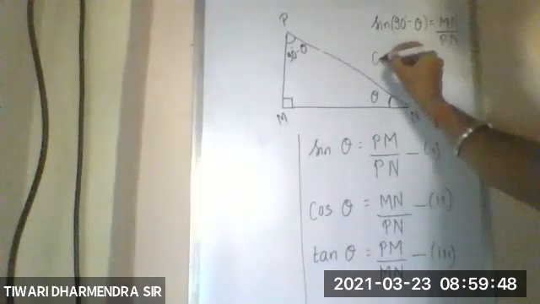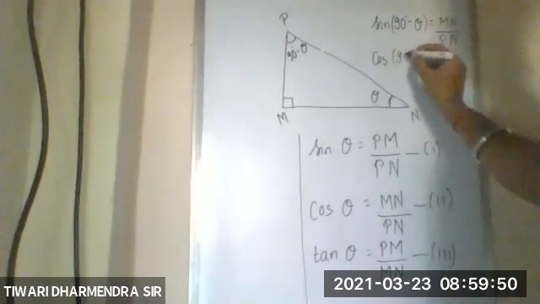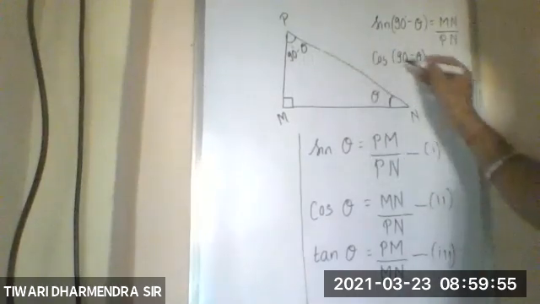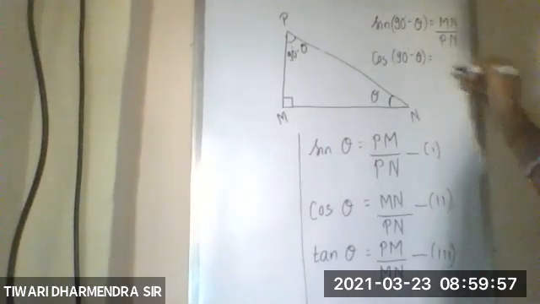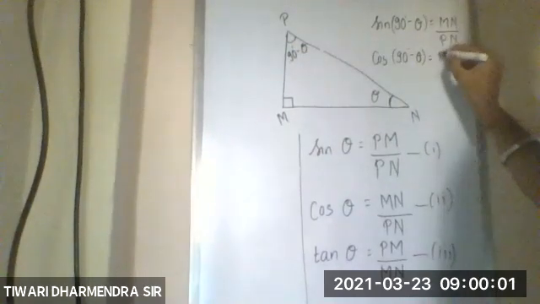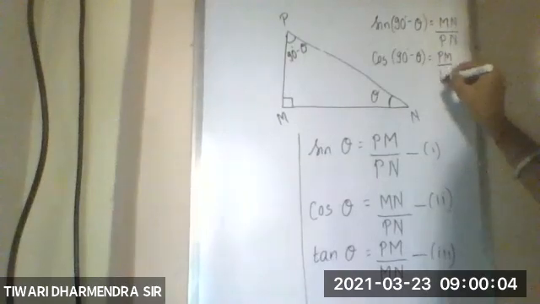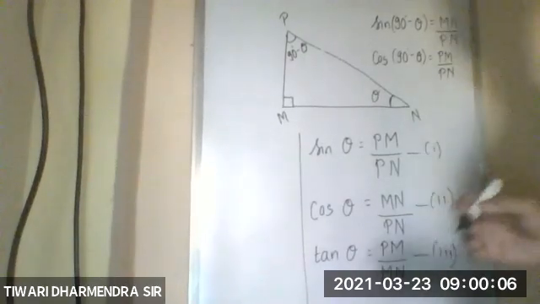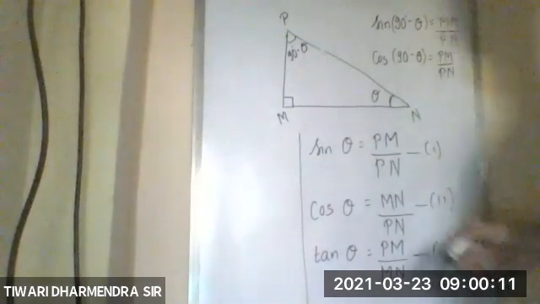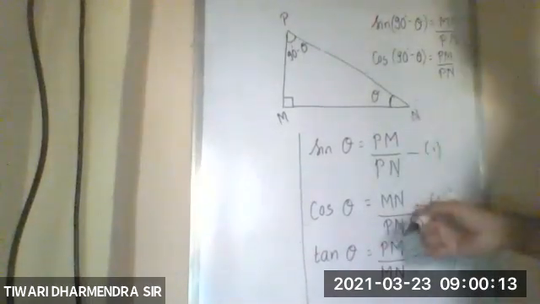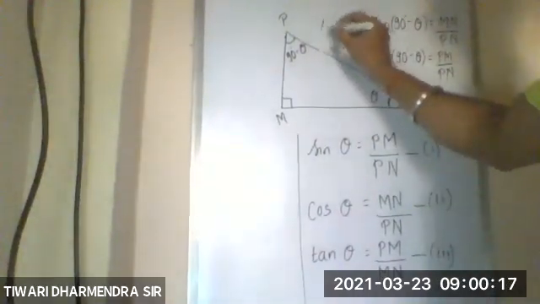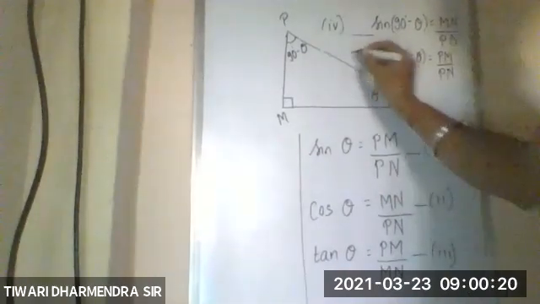Next is cos of 90 minus theta. For cos, 90 minus theta is adjacent upon hypotenuse. Adjacent to 90 minus theta is Pm. Pm upon Pn. Pn is hypotenuse and it remains fixed. So let's use this relation. As we can see from the equation, this is my equation 4. This is my equation 5.